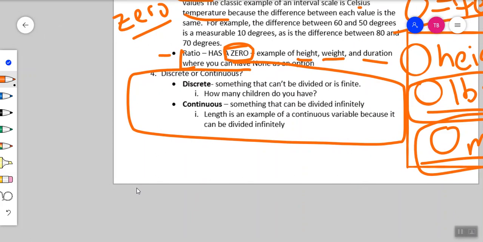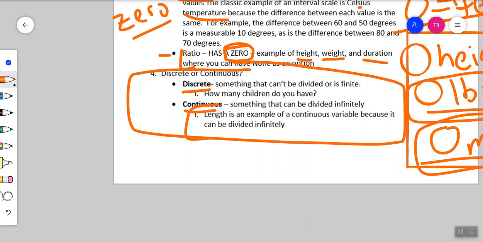A discrete variable is something like the question of how many children do you have? A discrete variable is something that can't be divided, and in this case, a child is not divisible. If someone were to ask you how many children you have, you wouldn't say 2.5. You either have 2 children or you have 3 children. So discrete means it can't be divided. It wouldn't make sense to divide it. Whereas continuous is more number-like, something that could go on forever.